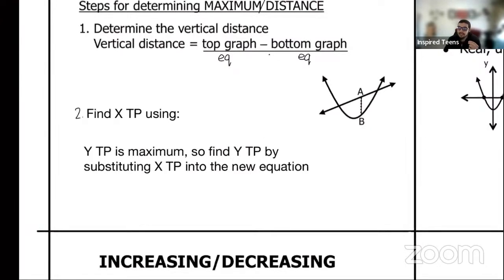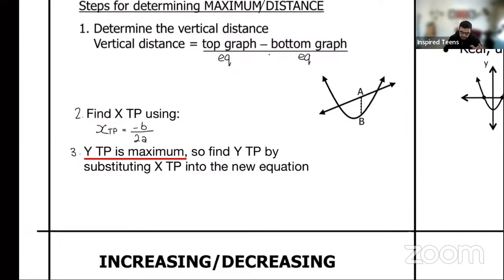Step number 2 is to find the XTP using the formula XTP is equal to negative b over 2a. Then the third step is to find the YTP. The YTP value is actually the max or the min, so just keep that in mind. Find the YTP by substituting XTP into the new equation. That's why we find XTP first: YTP is what we actually want, and in order to get YTP, we need XTP.